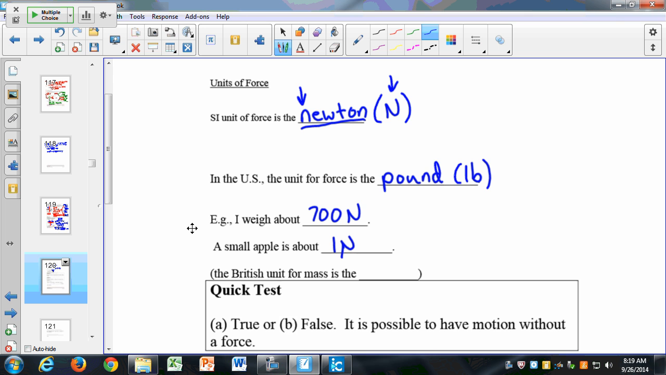I think I might have told you. It's the slug. Did I tell you all this, or did you know that? Isn't that cool? It's the slug. That's the British unit for mass. You're not going to be tested on that. It's just something to tell your friends and make them think that you're cooler than you actually are.